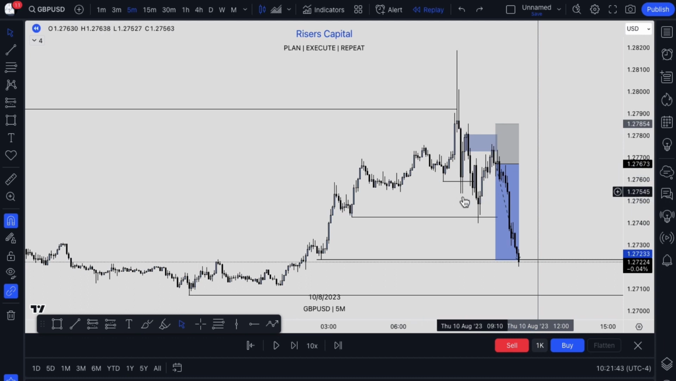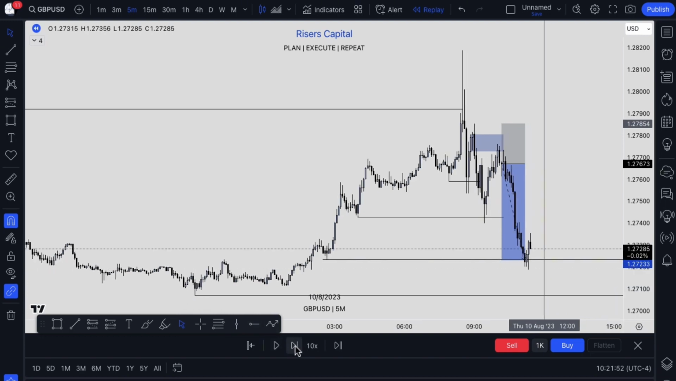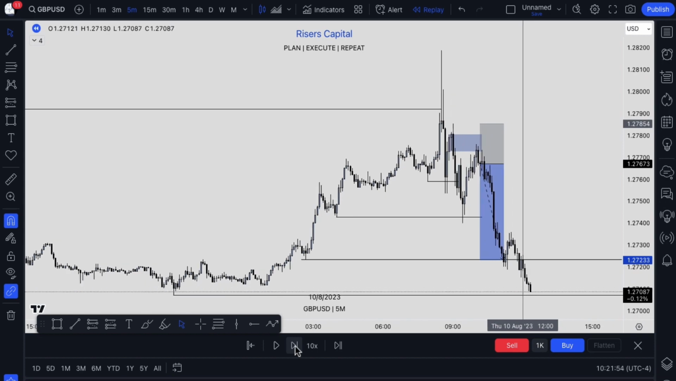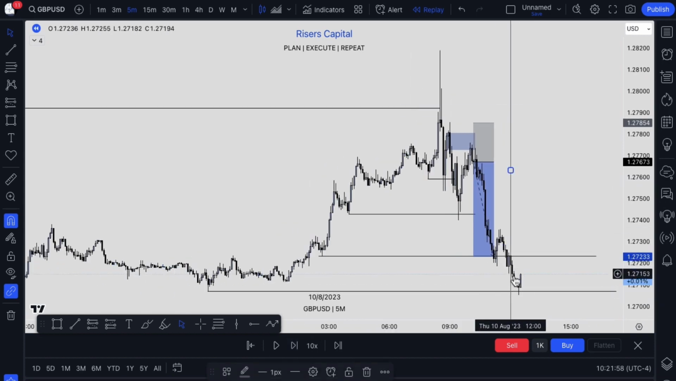Okay. So this low here, and then also this low, and then this low. So let's see if price takes out these lows here, and we get that. Okay, and you can see this is 12 o'clock New York local time. Okay, now let's go into another example.